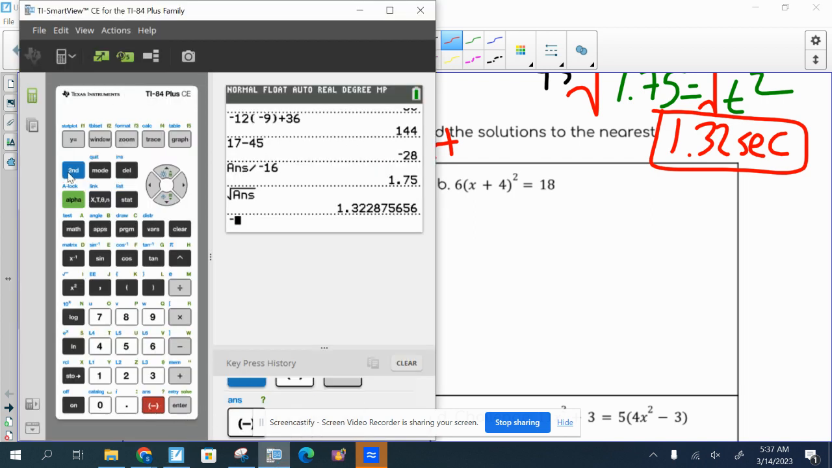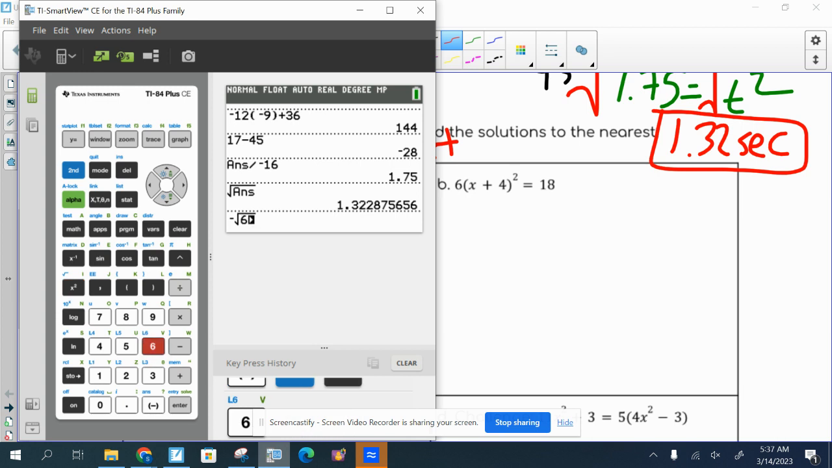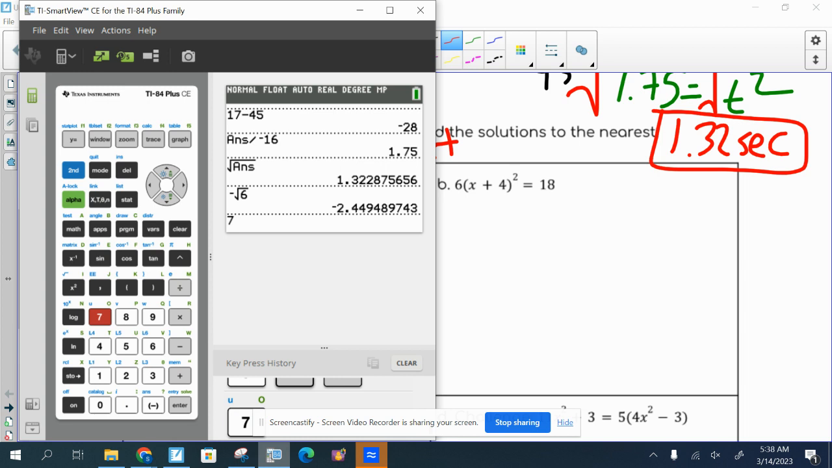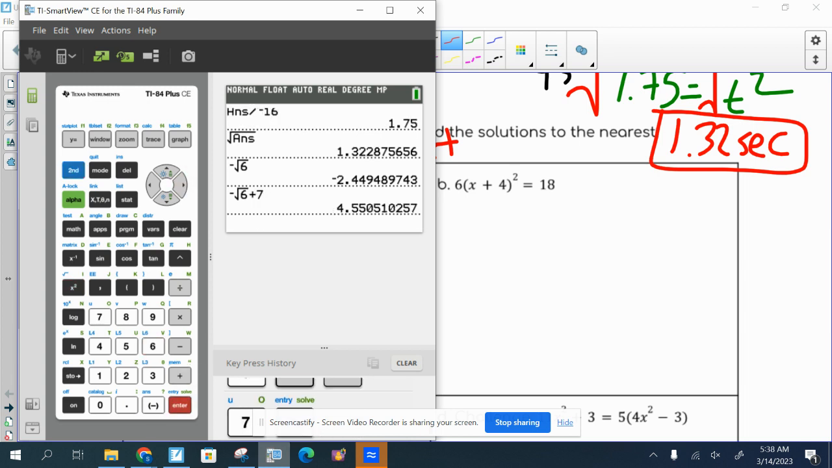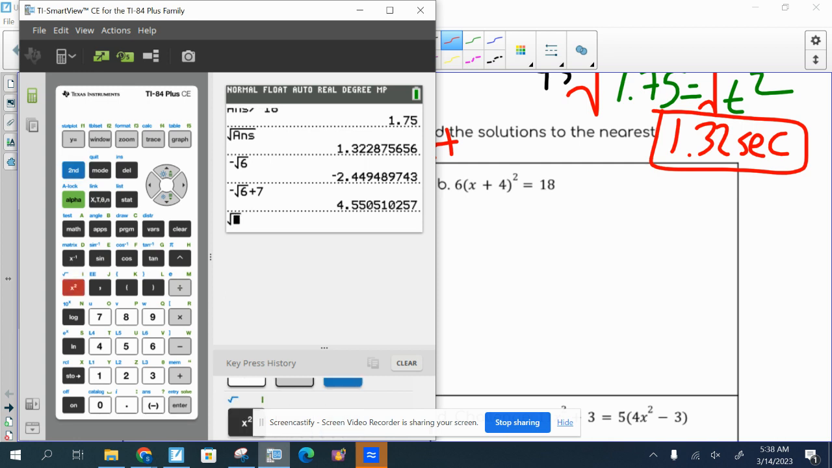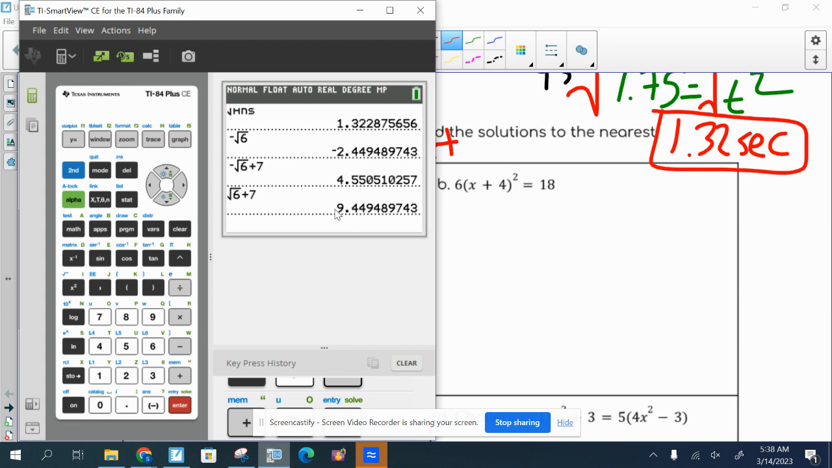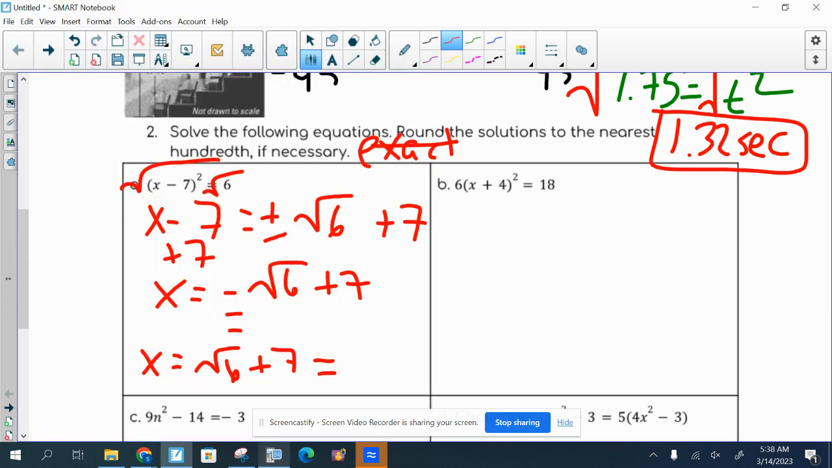So negative square root 6, arrow over to get out of the square root, plus 7. Oops, oh darn it. I'll just start over. Negative square root 6 plus 7, and then positive square root of 6 plus 7. So 4.55 and 9.45. So this one was 4.55 and 9.45.